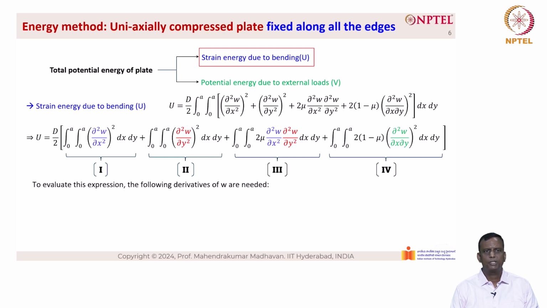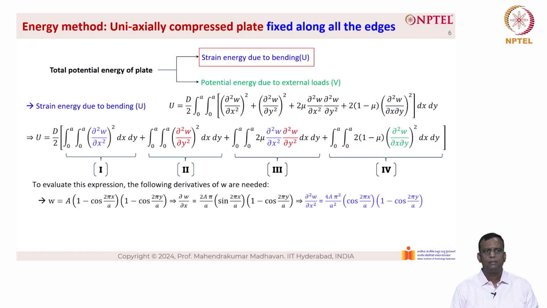Now to evaluate this expression, the following derivatives are needed. So we have w equal to a(1 − cos(2πx/a))(1 − cos(2πy/a)). So we have ∂w/∂x equal to (2aπ/a) sin(2πx/a), because when we differentiate 1 it becomes 0 because 1 is a constant. When we differentiate cos it becomes sin, especially with a minus sign. We already have a minus there, so minus into minus becomes plus, and the constant 2π/a is remaining. So we have this (2aπ/a) sin(2πx/a)(1 − cos(2πy/a)). Because it is a partial derivative, the y terms remain unaffected and are simply kept there.